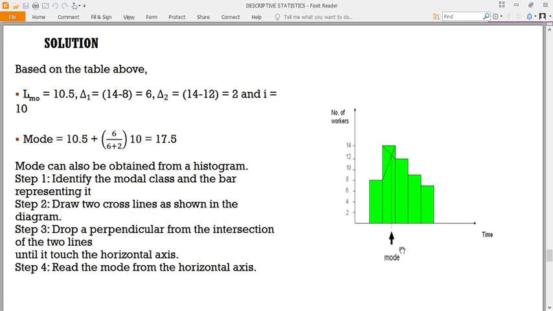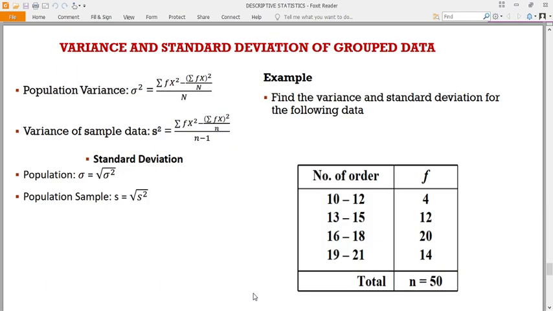So if this is in terms of time, the time that has the highest number of workers is our frequency. Sorry, is our mode.